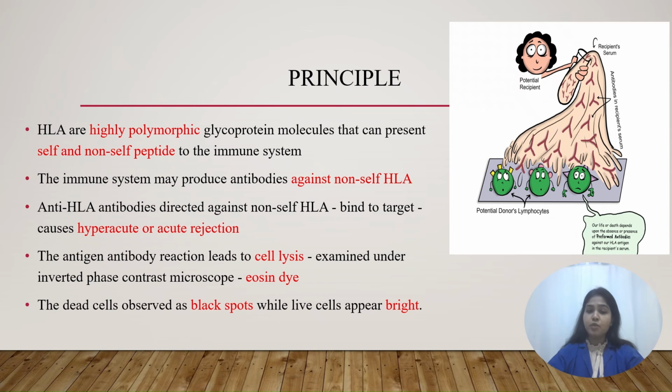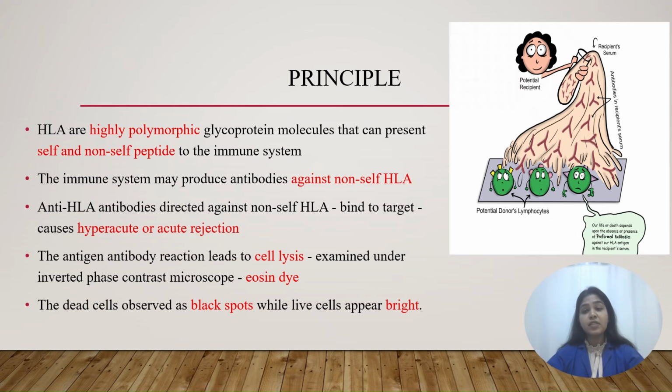The dead cells are observed as black spots while live cells appear bright. Here in the picture you can see there is a potential recipient and the serum of the recipient. There might be the presence of antibodies, also known as DSAs, and we need to detect them.